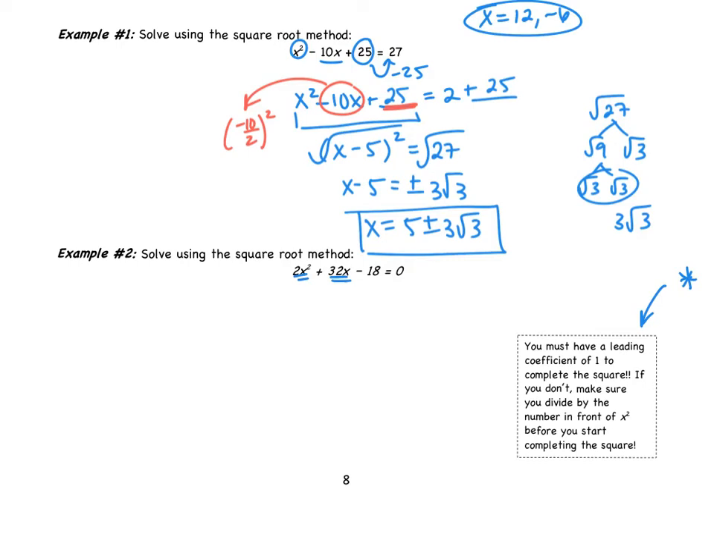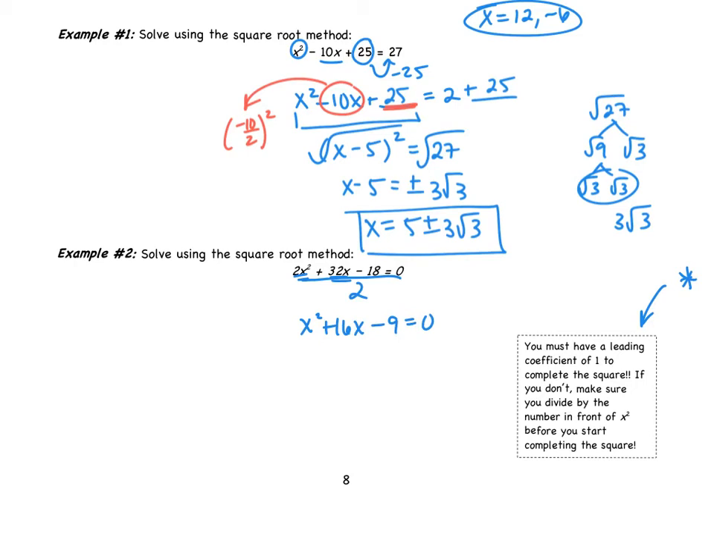You have to have a lead coefficient of 1 in order to complete the square. So that 2 right now is an issue, the 2 in front of the x squared. So what I'm going to do is divide that 2 out. So I get x squared plus 16x minus 9 equals 0. Now that I have a 1x squared, I'm ready to complete the square.